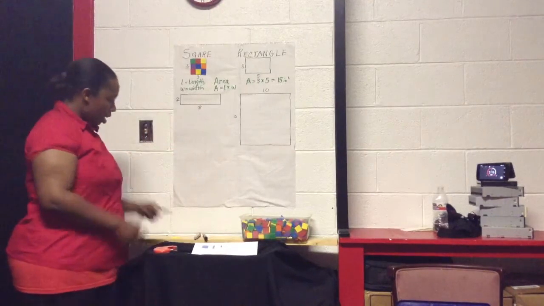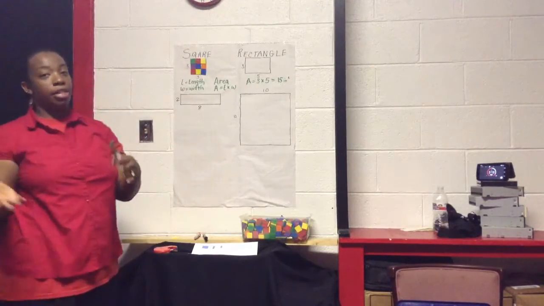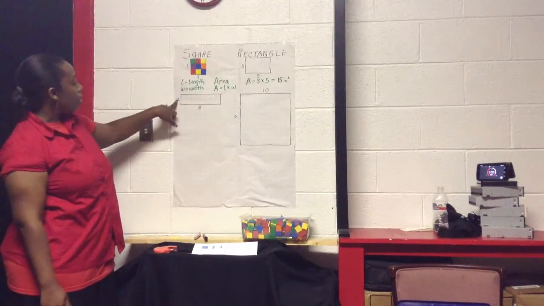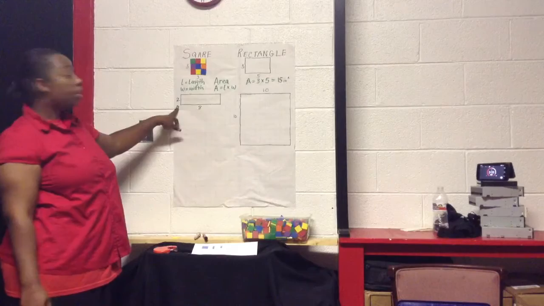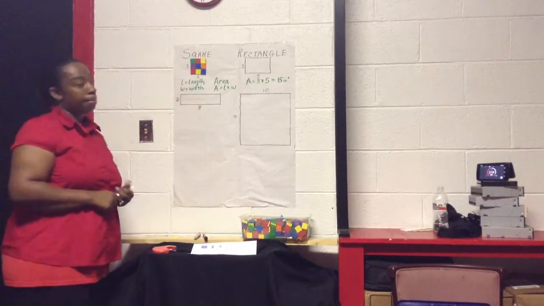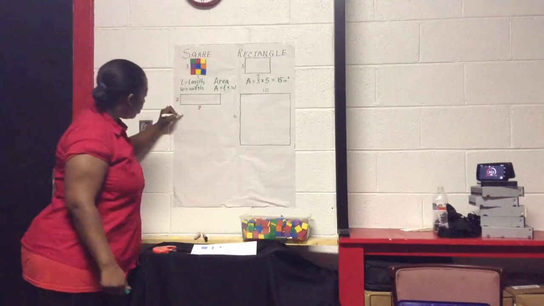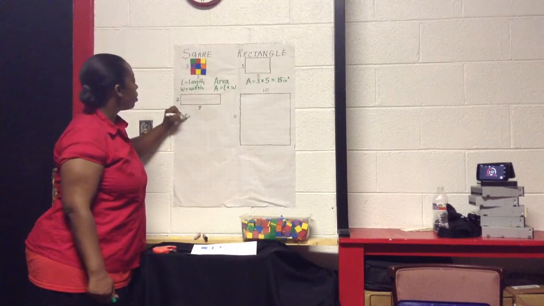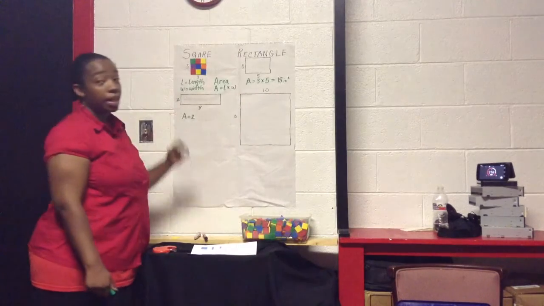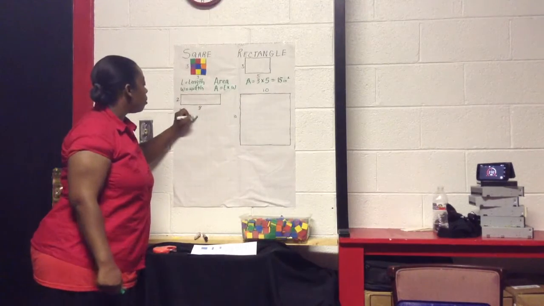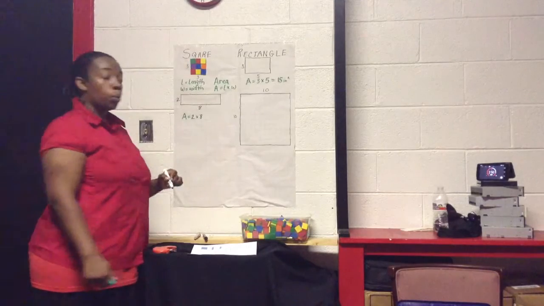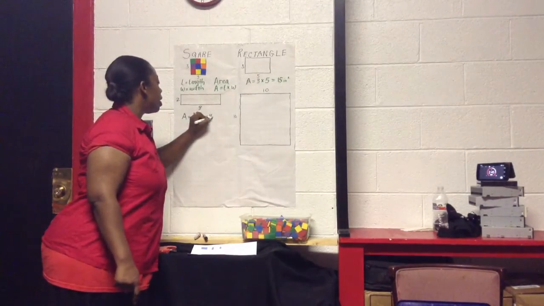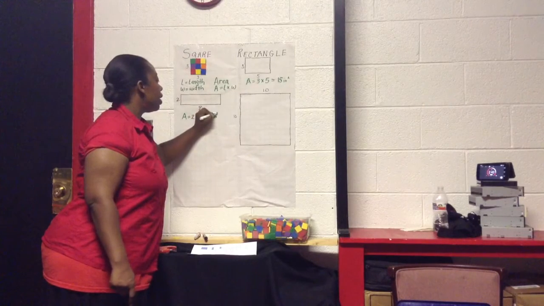Okay? Alright, so let's go on to another example. This also is a rectangle, and its length is 2 and its width is 8. So area equals 2, which is the length, times 8, which is the width, and that gives us 16 square inches.